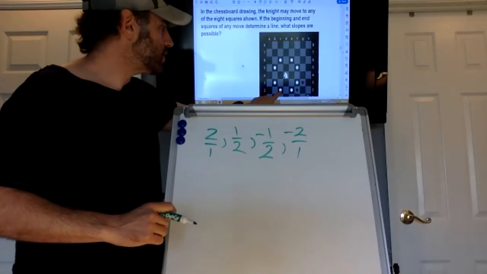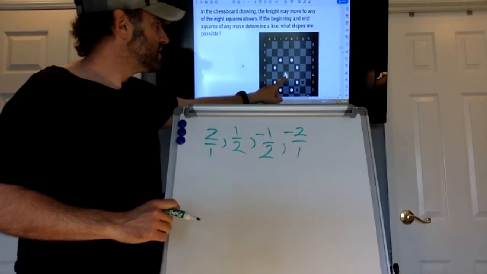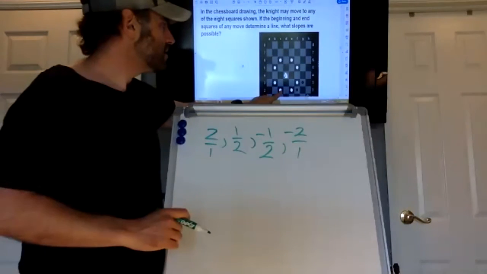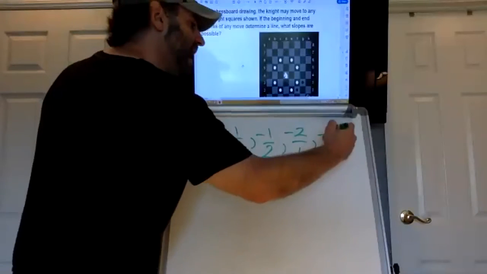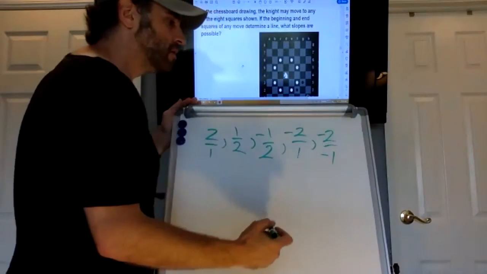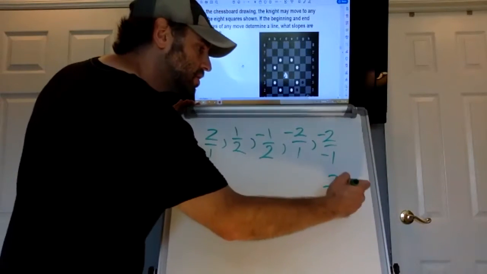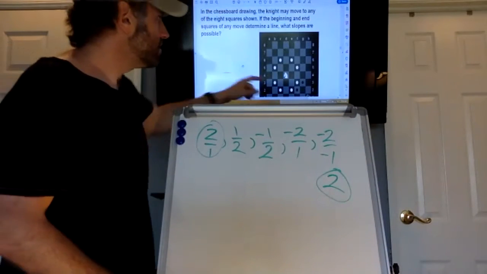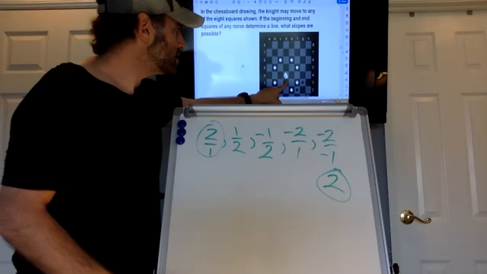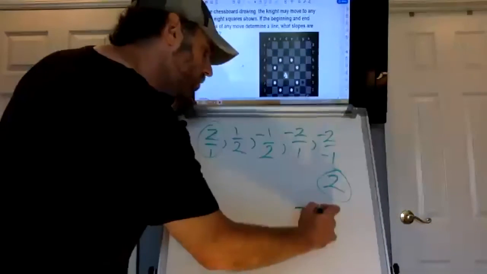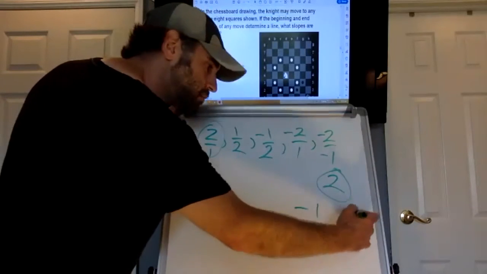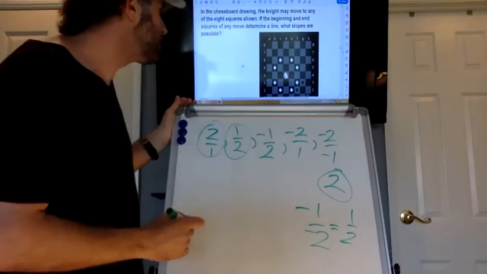Now let's go over to this one. This is down 2 to the left 1. Well, wait a minute. That's 2, and we've already done that one. This one is down 1 to the left 2. Well, that is just 1/2. We've already done that one.